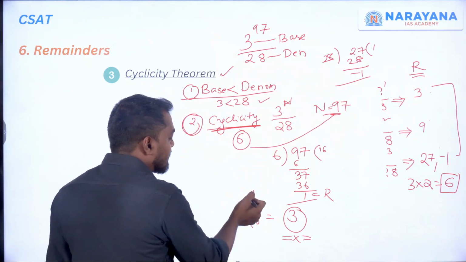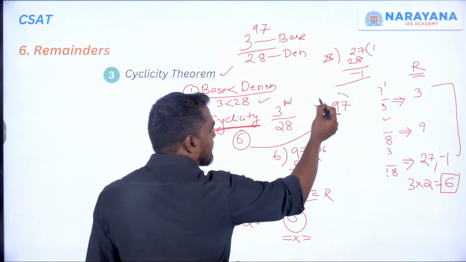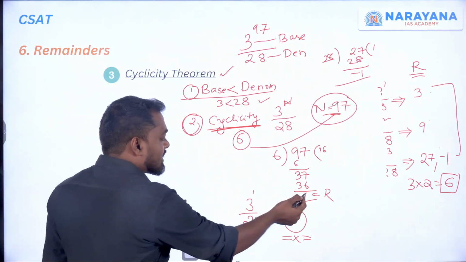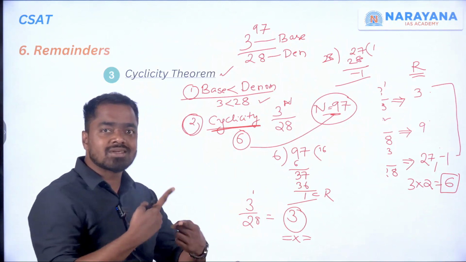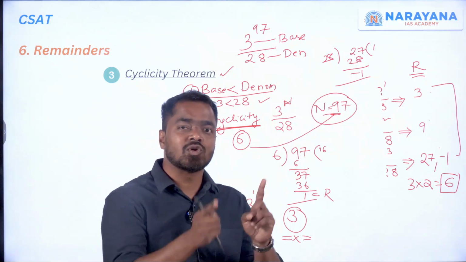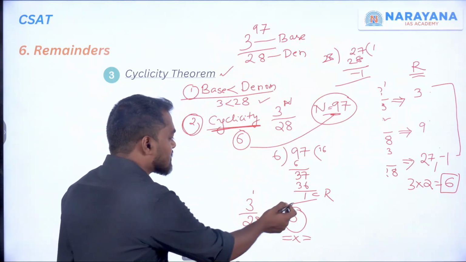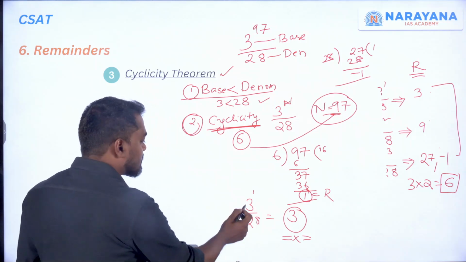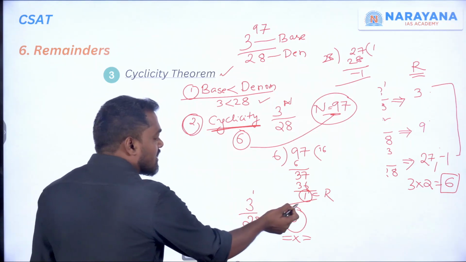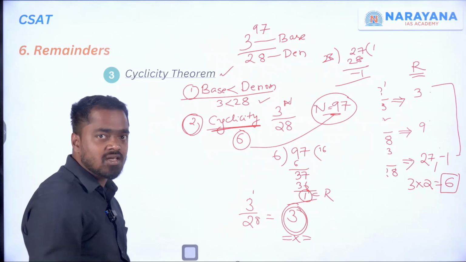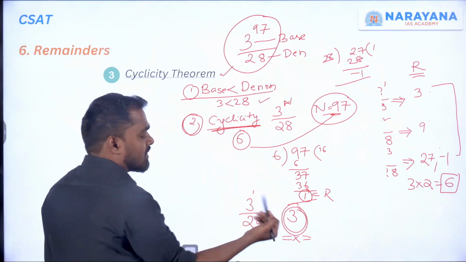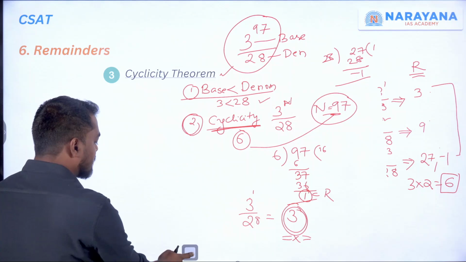After that, with this cyclicity, divide the 97, that is the power n. You will get one remainder. Now it is completely fine to substitute that n with this remainder. Now for this expression, find the remainder. 3 to the power 1 by 28, remainder is 3, so the answer is 3. So the remainder of this expression is 3. Understood?